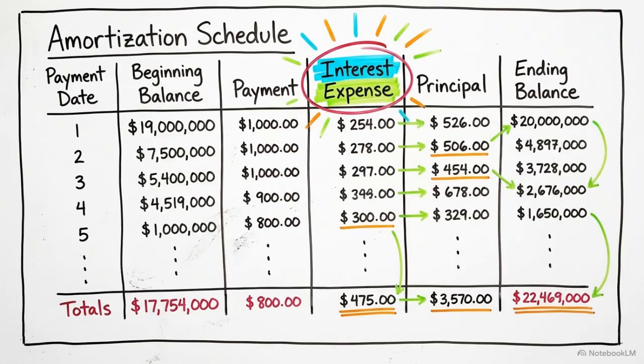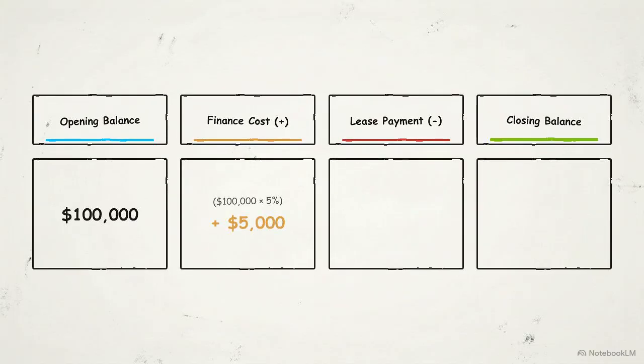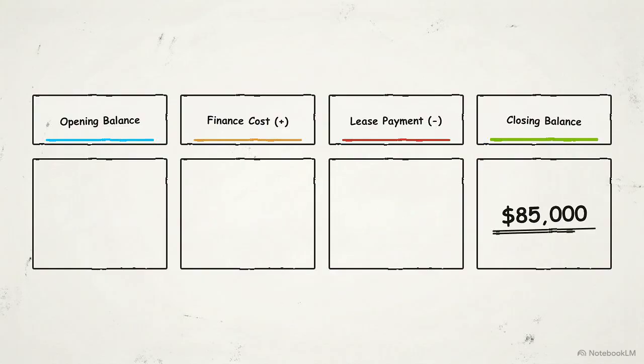The liability, meanwhile, is amortized using the effective interest method. You take the opening balance, add the finance cost generated by the discount rate, and subtract the actual cash payment made to find your closing balance.